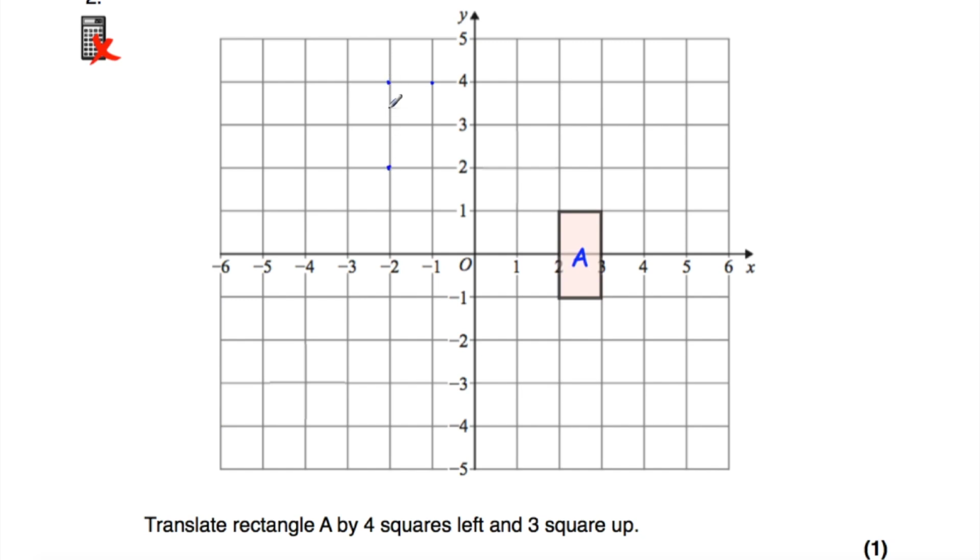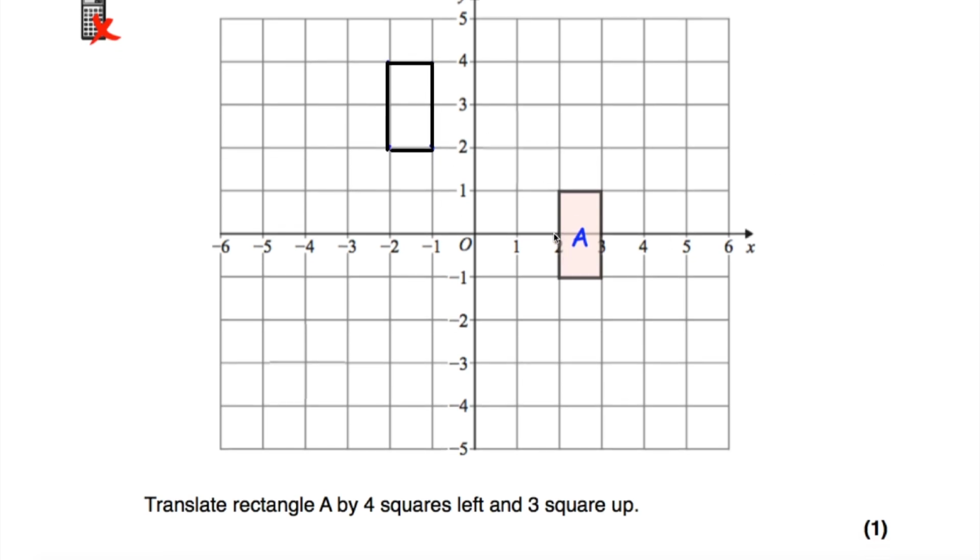And just checking, the left hand side has a length of 2, and here's got a length of 2. That's fantastic. Now we can probably guess that the last point's going to be here, but let's just check it anyway. So this point here, 4 left and 3 up. 1, 2, 3, 4 and 3 up. 1, 2, 3. Perfect. So we've got our rectangle. Now we just need to join up those points. And that's it. We have translated rectangle A 4 squares left and 3 squares up, and that's where it would be. Okay, let's look at our next question, question number 3.